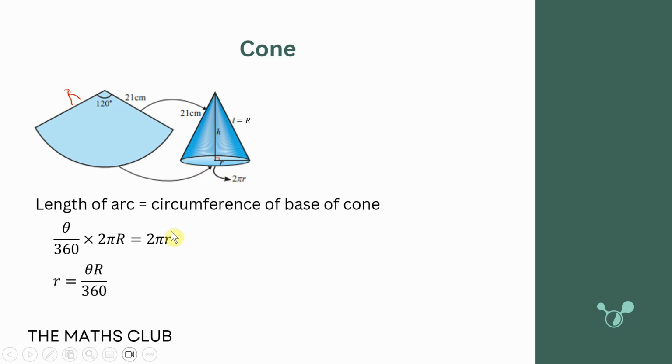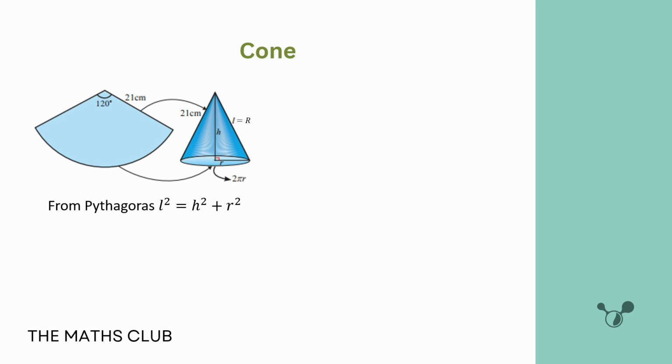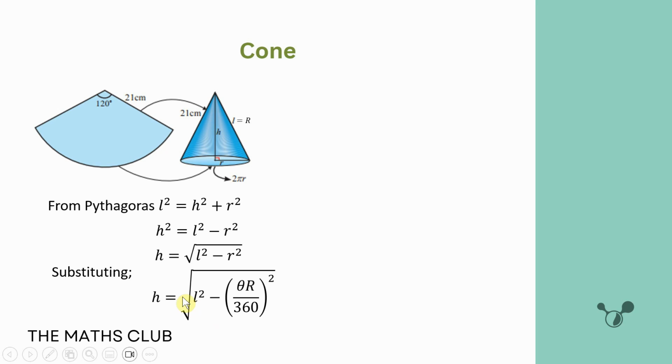So given that, we can find our r, the radius of the base of the cone, to be theta R over 360. This is basically showing the difference between the radius of the base of the cone and the radius of the sector. Given that, from Pythagoras, the square of L, the slant height, is equal to h squared plus r squared, where r is the radius of the base of the cone. So we can find h squared by making it the subject, and then find h. Then we substitute, because we know r to be theta R all over 360. If I plug that in, your h is equal to the square root of L squared minus theta R all over 360, all squared.